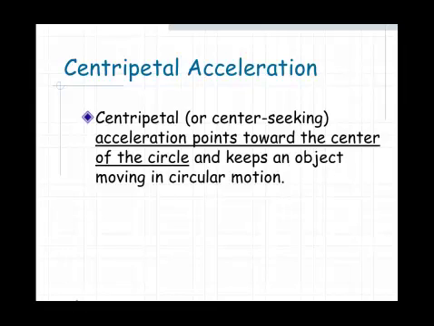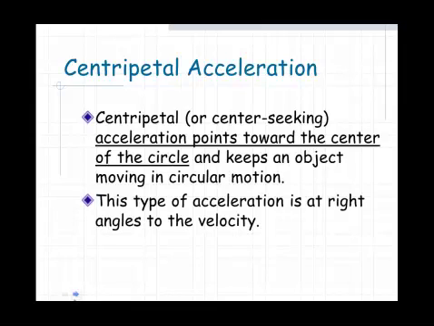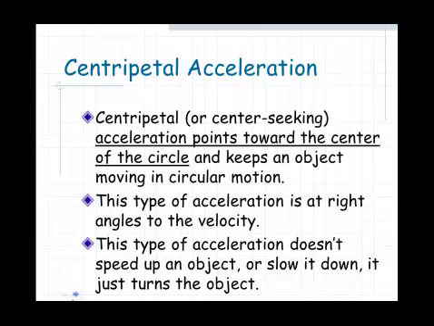Centripetal acceleration, or center-seeking acceleration, points toward the center of the circle and keeps an object moving in circular motion. This type of acceleration is at right angles to the velocity, and it doesn't speed up the object or slow it down, it just turns it.